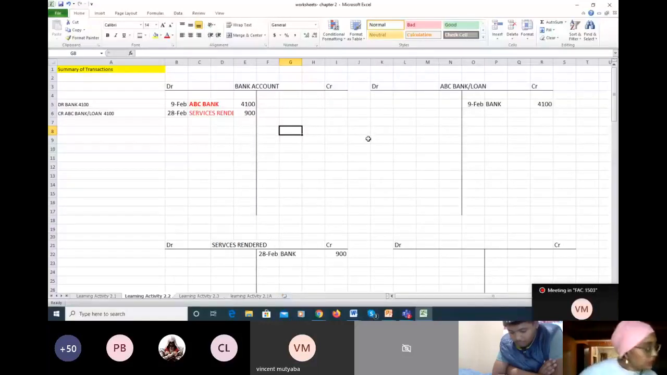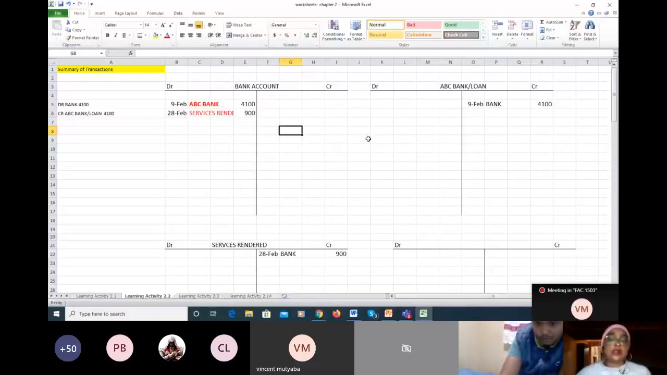So if you can do 2.3, 2.4, 2.5, and work through that. If you have any concerns, you can use the chat group, not the chat group. You can use the chat message on Teams to communicate with me.